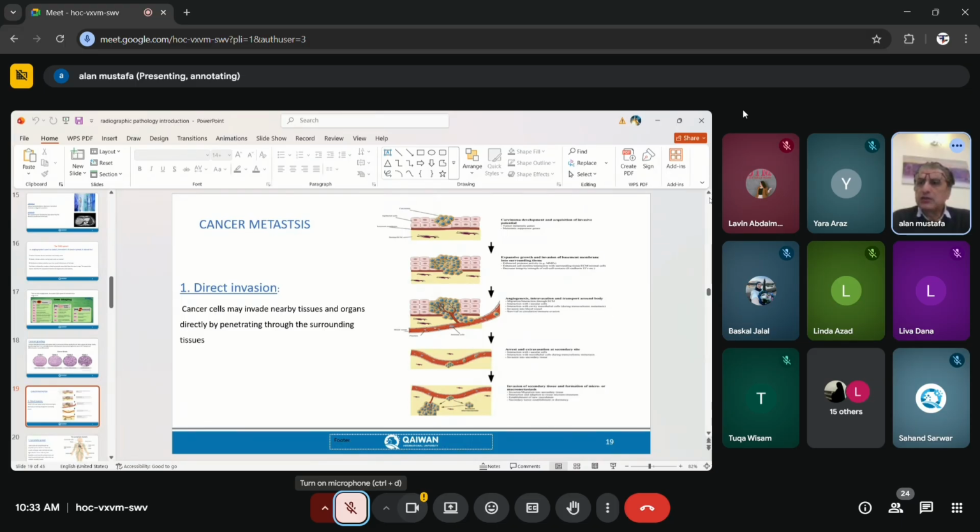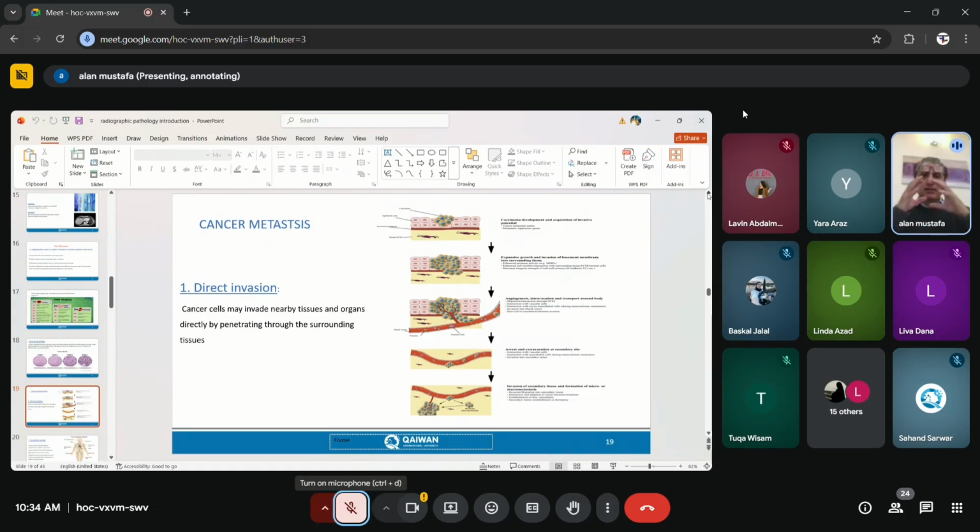Now, how does cancer spread in the body? How does metastasis happen? For example, someone has a cancer in the colon; how does the cancer go from the colon to the liver, or to somewhere else? We have different ways of this. The first one is direct invasion. What do we mean by that?